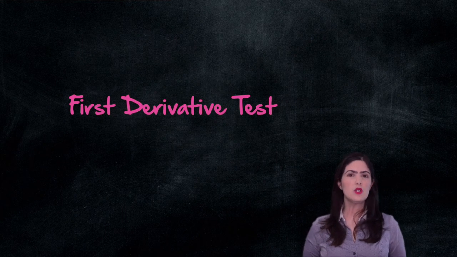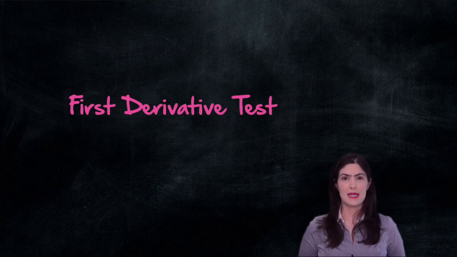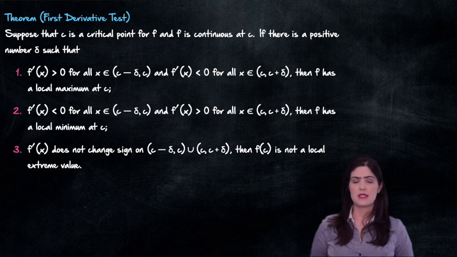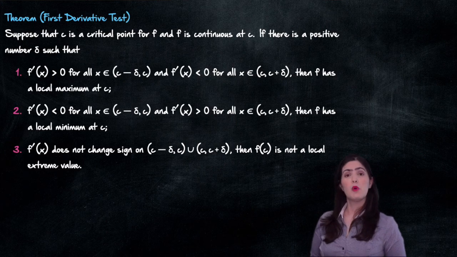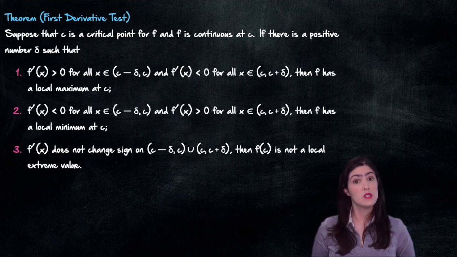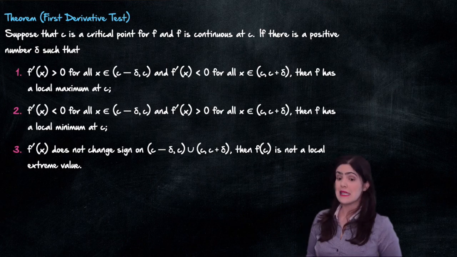In this video, we're going to see how we can use derivatives to find the local maxima and local minima of functions. So let's get started. The first derivative test tells me that if c is a critical point, and a critical point is just a point where we know that the derivative is equal to 0 or the derivative doesn't exist, and I know that f is continuous at c.